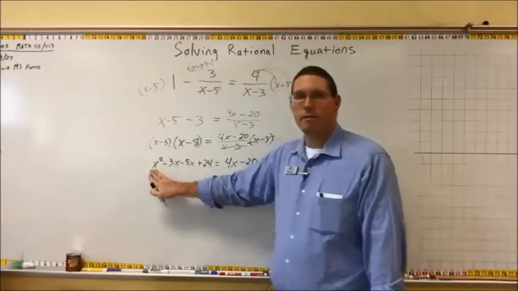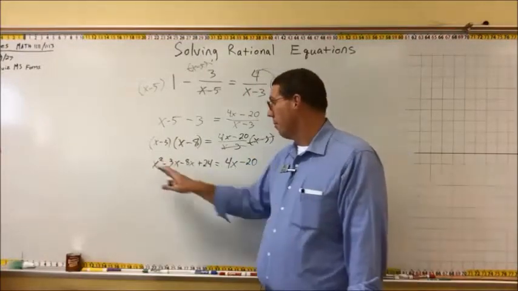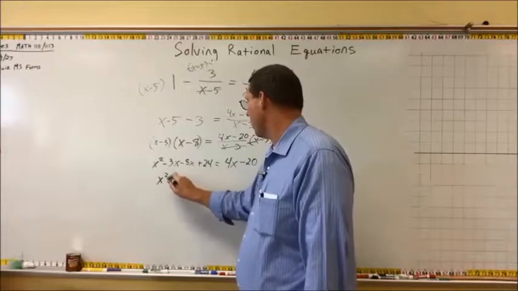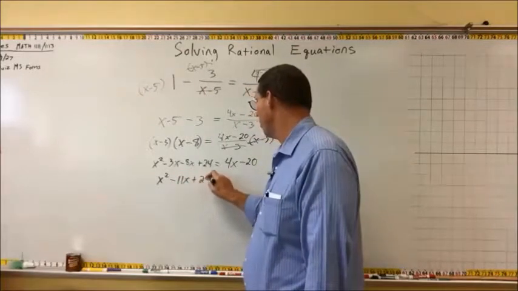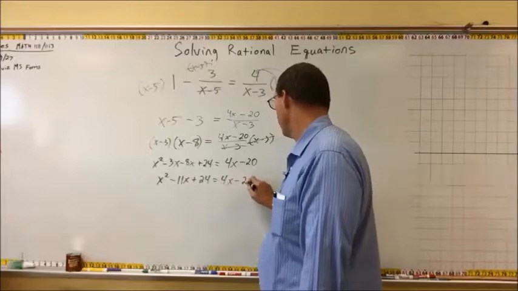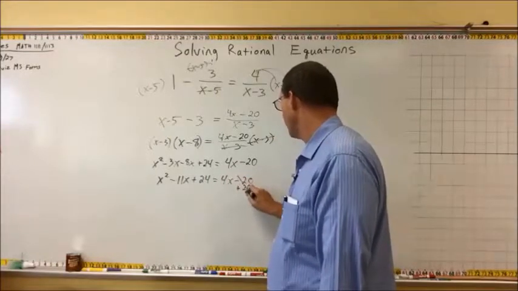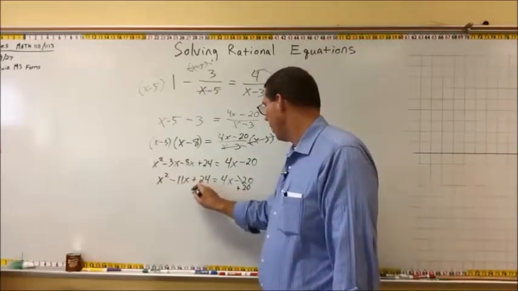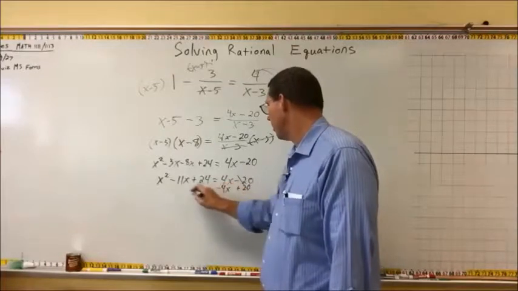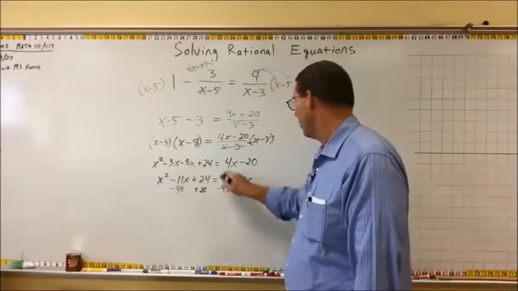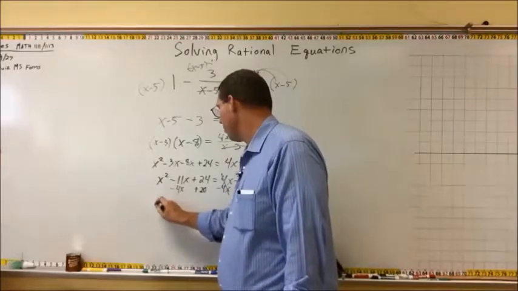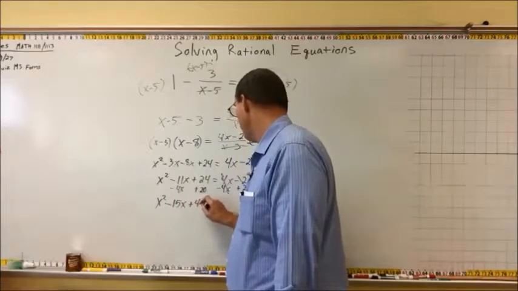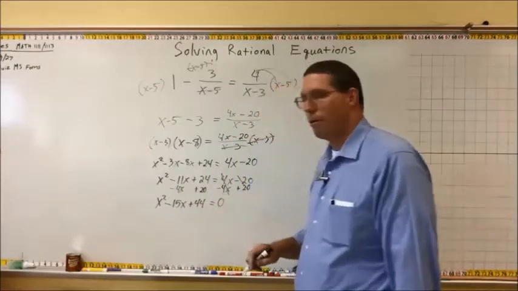Now over here we have a positive x squared, so I'm going to leave that there. I'm going to combine here, so I'm going to have x squared, negative 3x minus 8x is negative 11x plus 24 equals 4x minus 20. Now if I add 20 to both sides, remember I got to set this whole thing equal to 0 because it's a quadratic equation. Add 20 here, add 20 here, subtract 4x here, subtract 4x here. This is going to cancel, and I'm now going to have x squared minus 15x plus 44 equals 0.